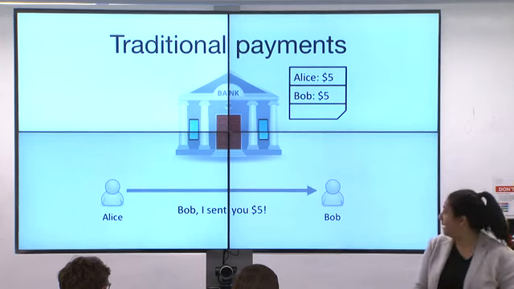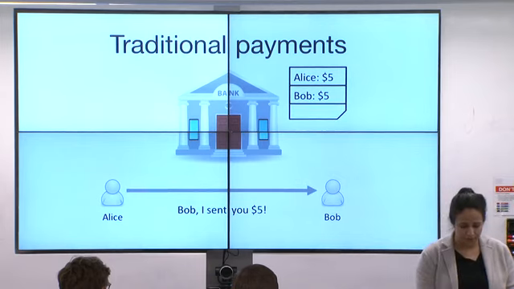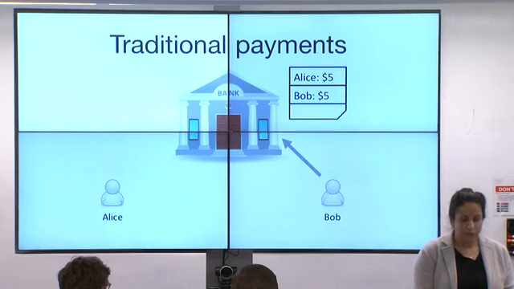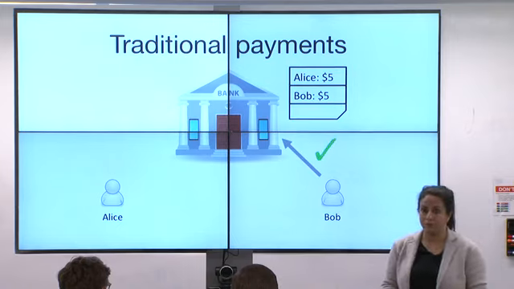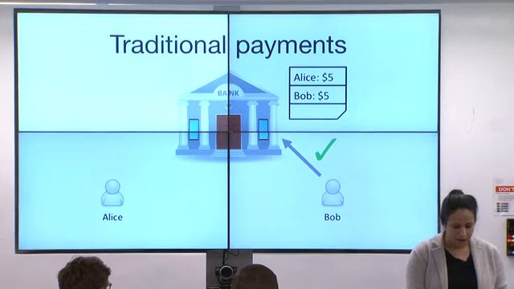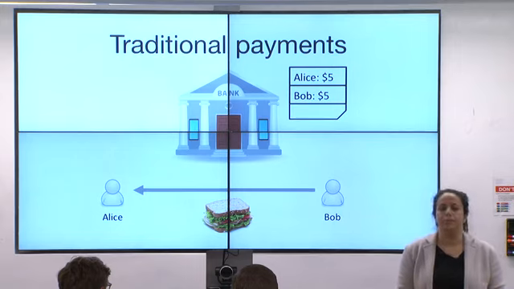Alice tells Bob, hey, I did this. I talked to the bank. Go check. You can verify it for yourself. Bob checks with the bank and sees, yes, in fact, the bank is saying that he has $5 now, whereas before he had $0. And then Bob gives Alice a sandwich because he believes that he now has $5.